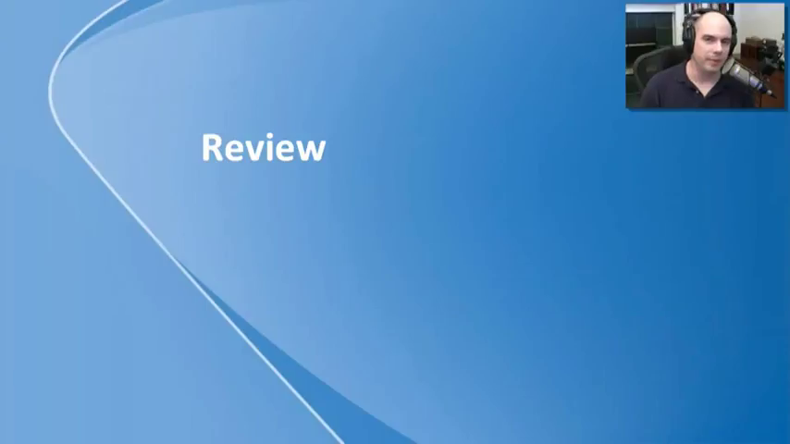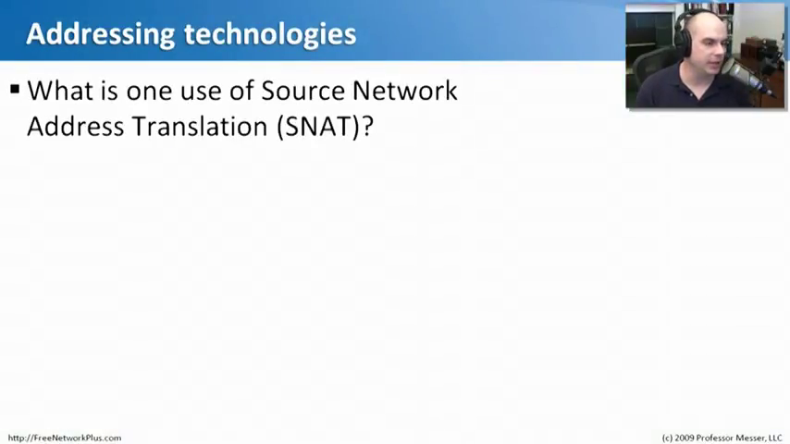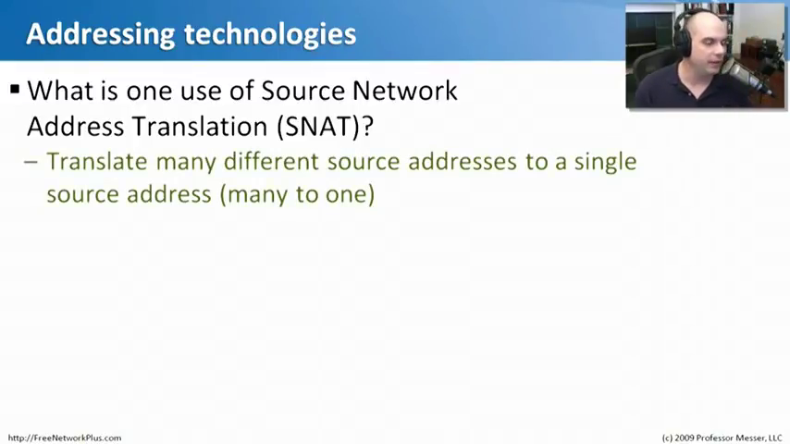Let's see how well we remember some of those networking technologies and addressing technologies we were working with. What is one use of using source network address translation? It's a very common use of doing NATing in this way where you're changing the source IP address. Well, one way is you can take and translate many different source addresses to a single source address. This is when you're using an internet connection, for instance. You might have thousands of devices inside of your network, and you're making them look like one single source address out there on the internet side.